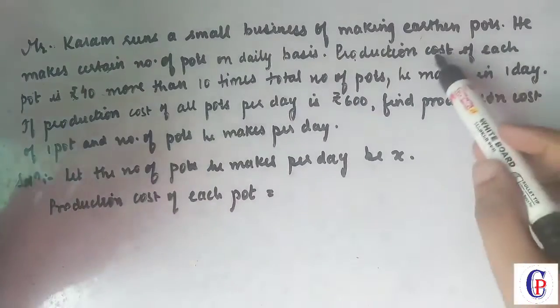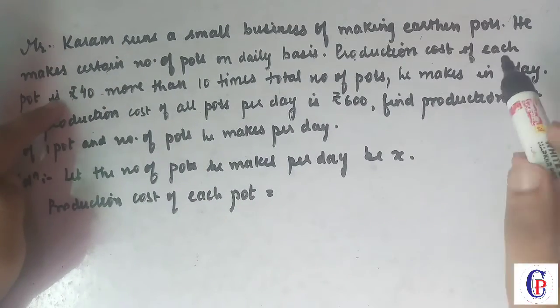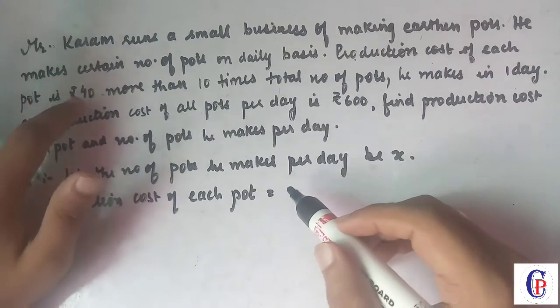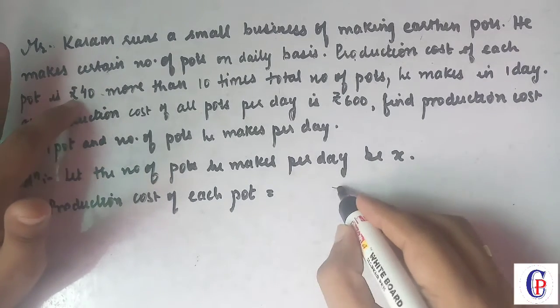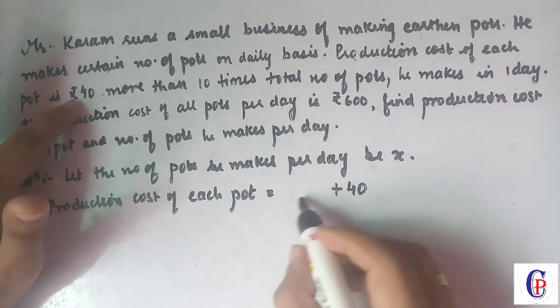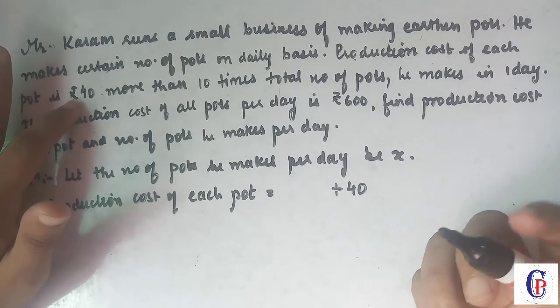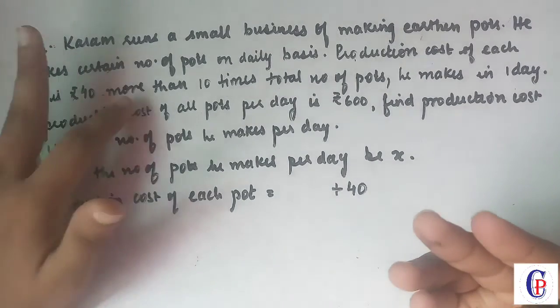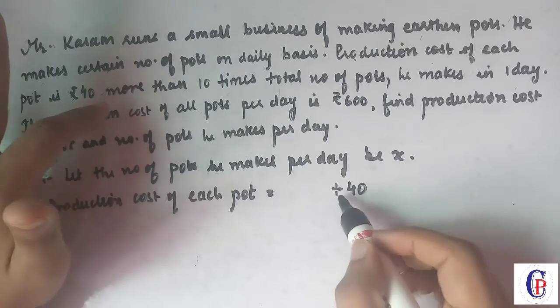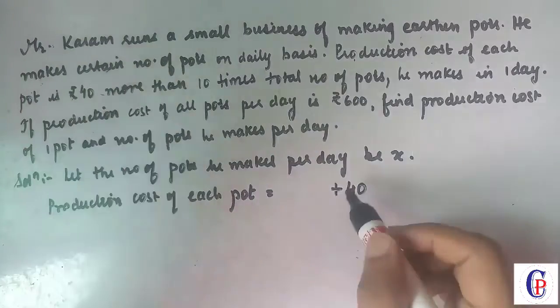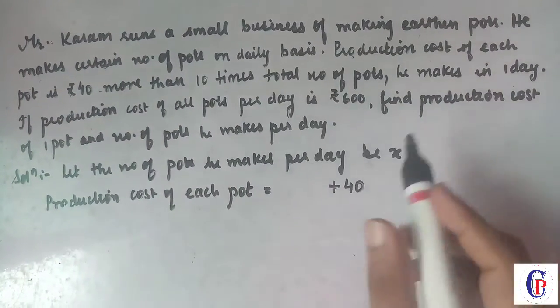It says the production cost of each pot is, whenever you get is, you will put an equal to sign. Is rupees 40 more, so it is plus 40. Okay, you have to leave some space and write plus 40. Now plus 40 what? More than, plus 40 more, so we have written plus 40. 10 times number of pots.